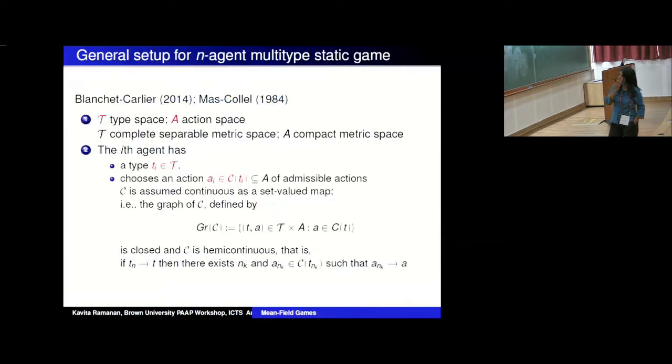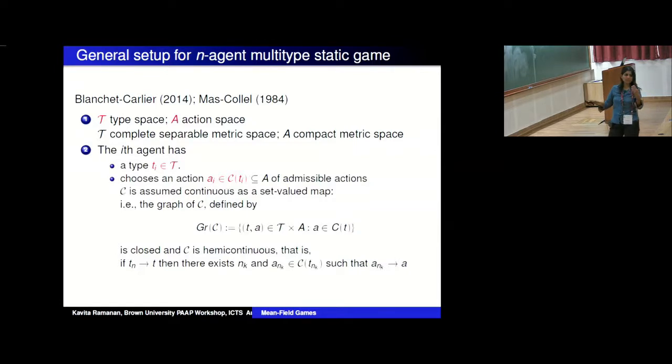Now, what is the setup for the n-agent model? Since you've seen the previous version, this isn't too hard. This goes back all the way to Mas-Colell in 1984, and there's a version of it by Blanchet and Carlier. Some economists are very interested in this kind of thing. So T is a type space now, so you have different types of agents. A is an action space, and again, I assume that T is some nice complete separable metric space. A is, as usual, a compact metric space.